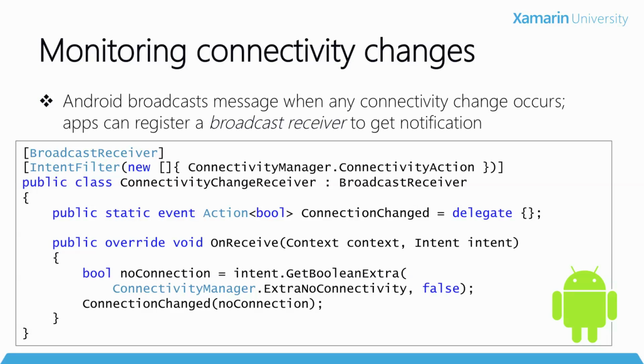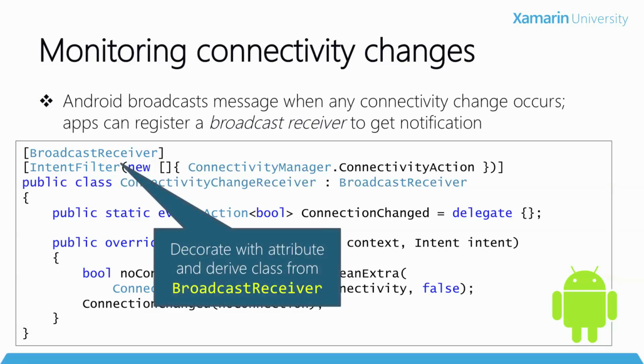Android actually broadcasts a message when the network state changes, and you can register a broadcast receiver to get the notification in your app by registering an intent filter as shown here. This code then raises a static event which your app could hook to track state changes.